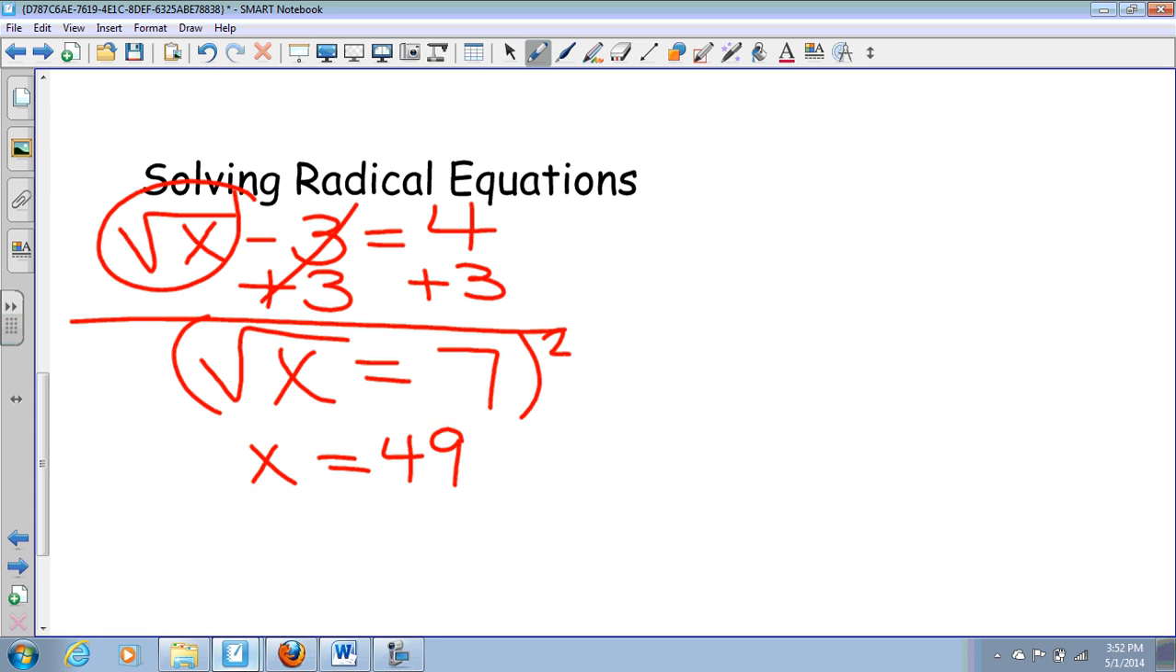So then we can put it in. Is the square root of 49 minus 3 going to give me 4? Well, the square root of 49 is 7. 7 minus 3 is, in fact, 4.